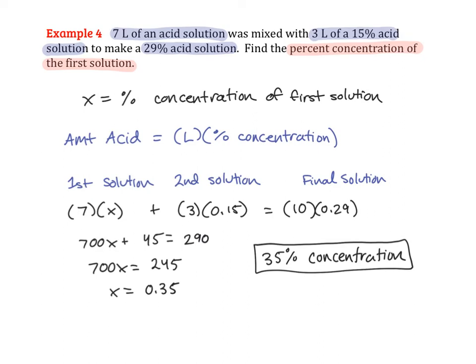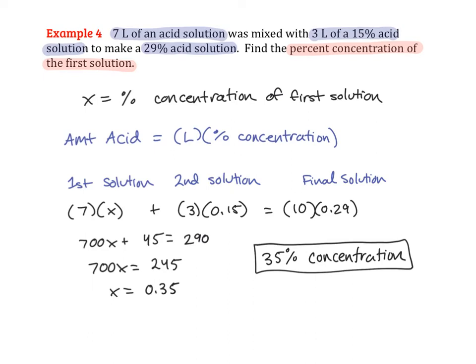So for the first solution, I know there's 7 times x. We don't know what the percent concentration is. Plus, from the second solution, there's 3 liters, and 15% of that is acid. So 3 times 0.15 would tell you how much acid is in that solution. Now for the final, I know it doesn't specifically say, it says to make a 29% acid solution. It doesn't say how many liters, but if you start with 7 here and 3 here, your final solution has 10 liters. So you kind of have to put 2 and 2 together. So 10 times 0.29, and that's how much acid you have in your final solution.